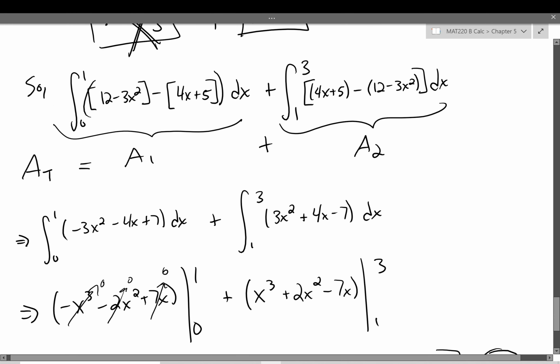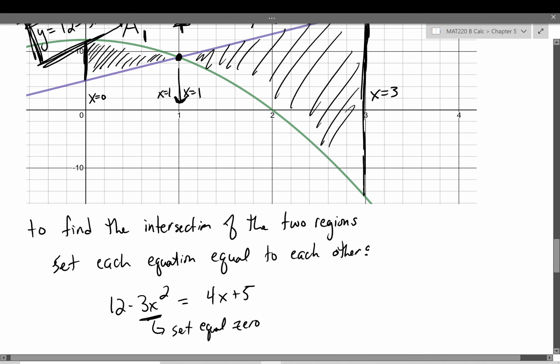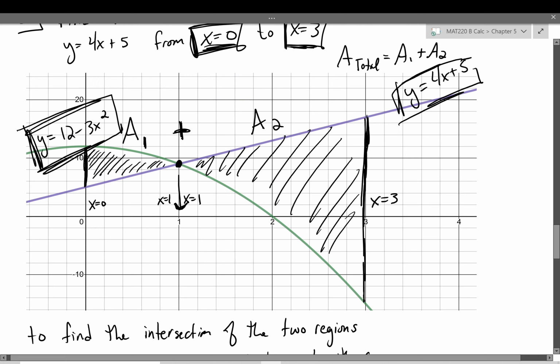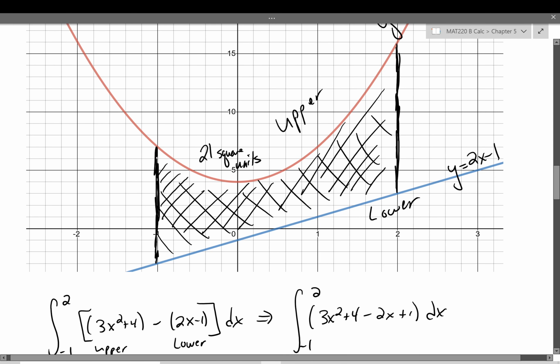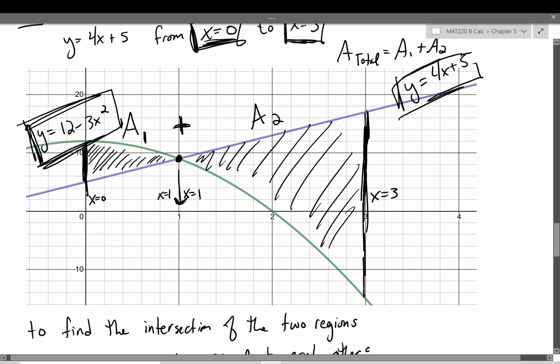So far, if you look right here, we specified from x equals 0 to x equals 3. We told you where to go. Even in the previous problem, x equals -1 all the way up to x equals 2. We told you where to go. All right? What if I don't tell you? Okay?